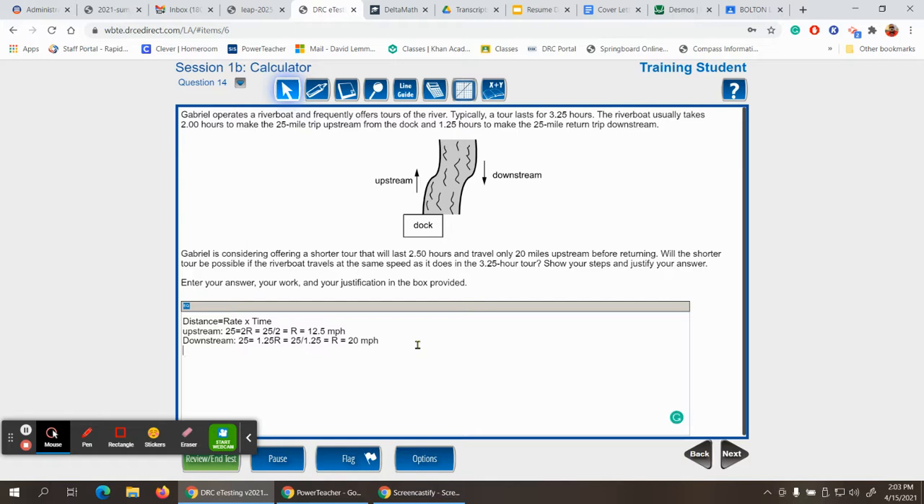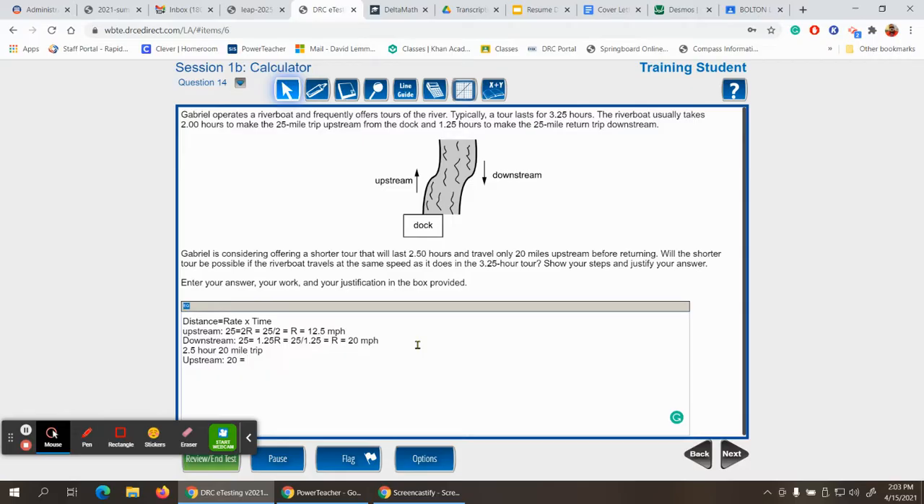A 2.5 hour, 20 mile trip. All right, so let's see if it works using the same rates. All right, so upstream, we're going to go 20 equals, let's see, how long is it going to take us? The time, we don't know the time. That's what we're trying to figure out.